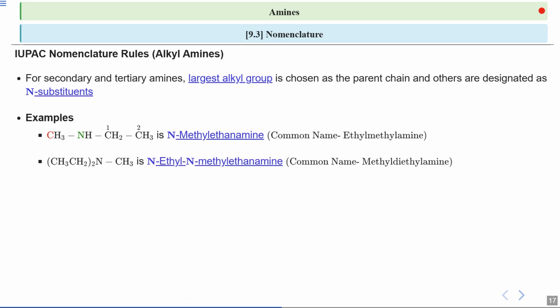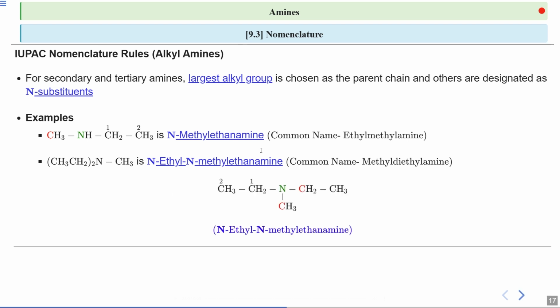Take one more example. Look at this example. To this nitrogen, 1 methyl group and 2 ethyl groups are directly attached. First I will see the parent chain. I can select either this as the parent chain or this; both are the same. So I will do the numbering 1, 2, and this will be ethane amine, where the E of ethane is replaced by the word amine.